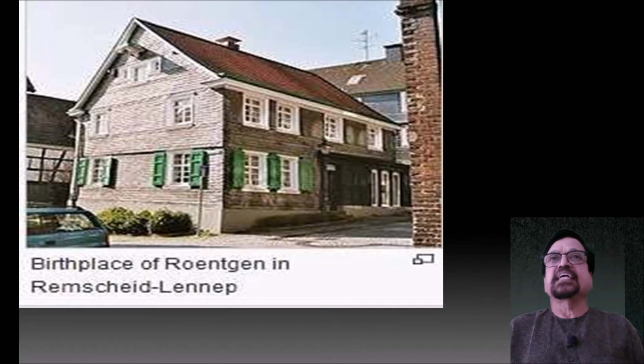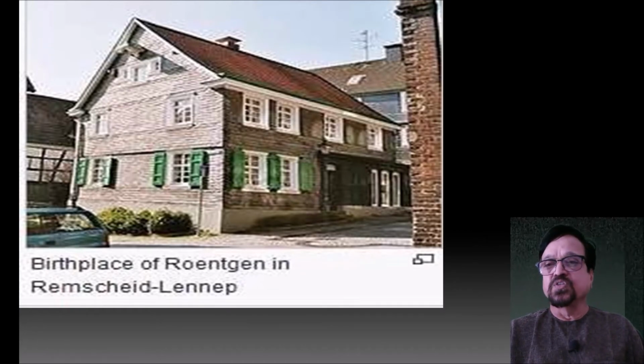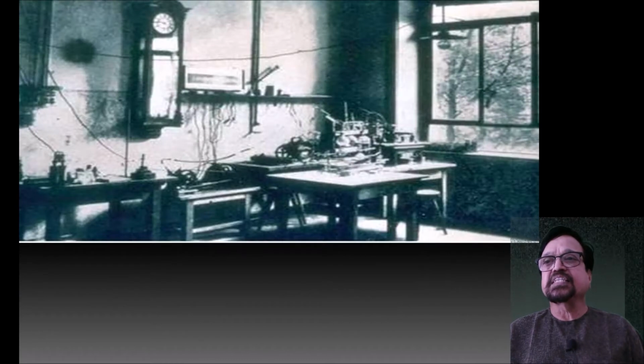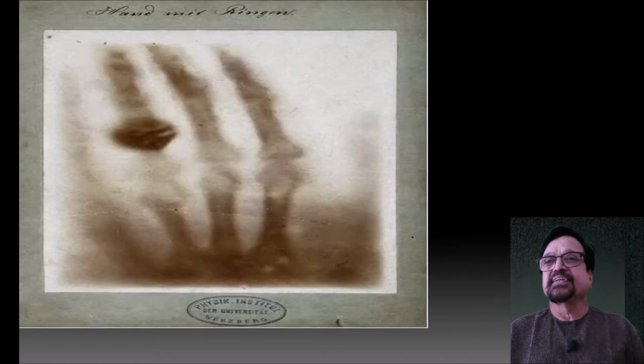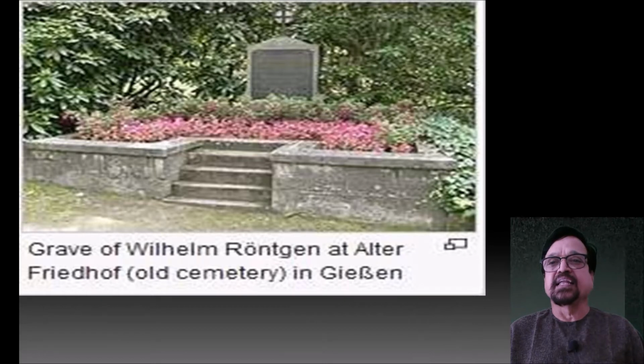He got a Nobel Prize in 1901. That was the first Nobel Prize in physics. So that's how the history of X-rays goes. Now these are his house, that is how he experimented. This was the first radiograph he produced, and this was when he was awarded the first Nobel Prize in 1901.